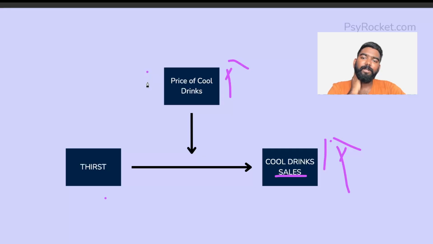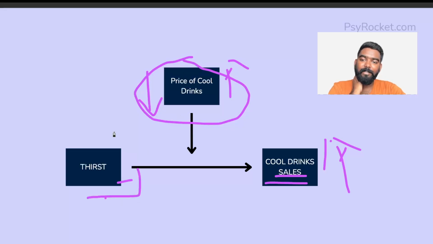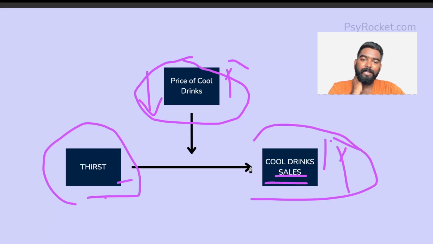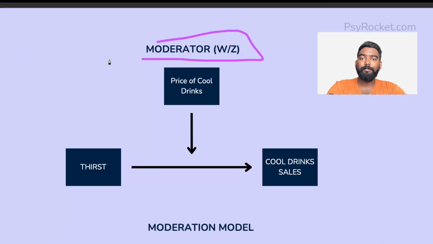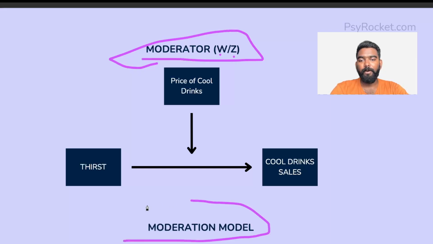But if the price of cool drinks is very low, then what happens? When there is an increase in thirst, obviously there will be more cool drink sales, which means here the price of cool drinks is moderating the effect of this particular mediator on this particular dependent variable, which is why this variable is called a moderator, represented by W or Z, which means when there is just one moderator in your analysis, you will represent it by W, and when there is a second one, you will represent it by Z, and this is nothing but called a moderation model.